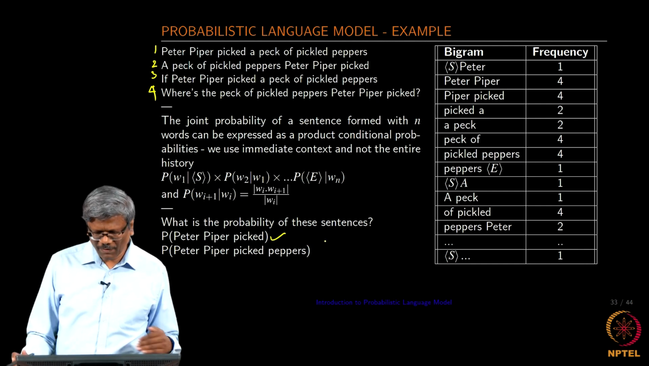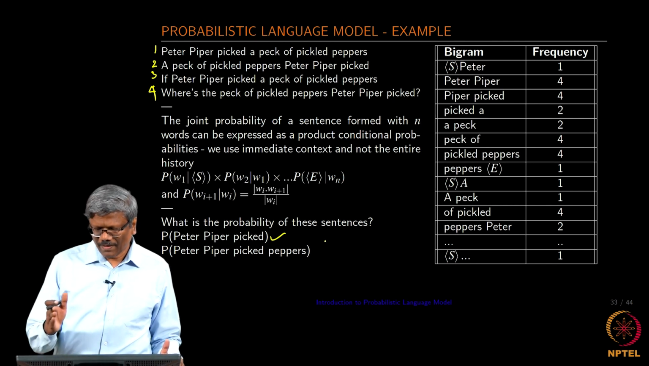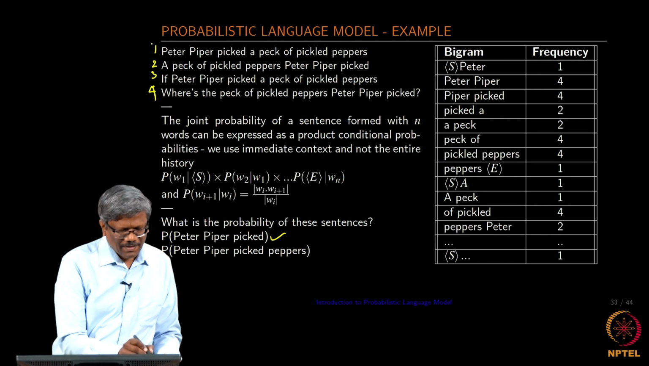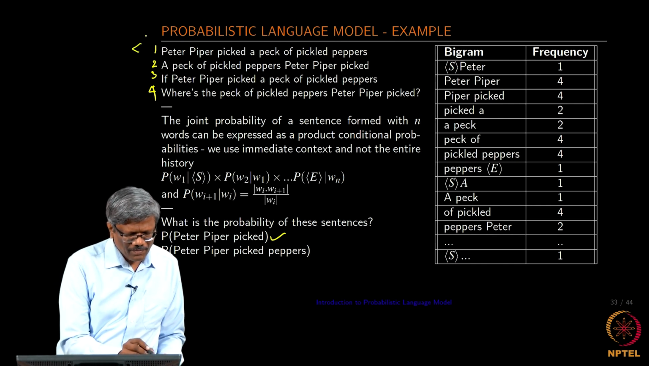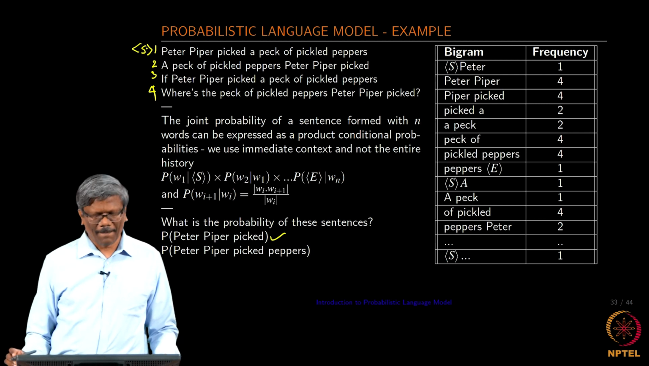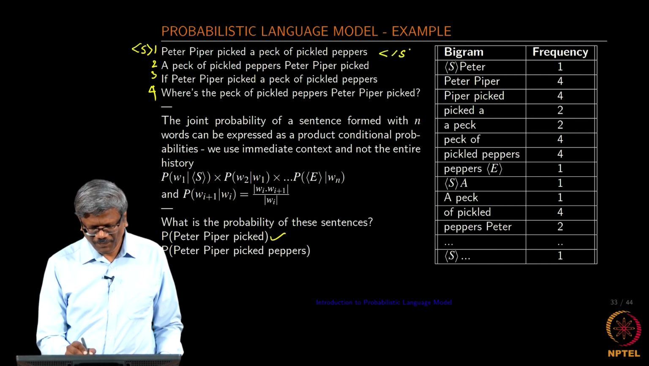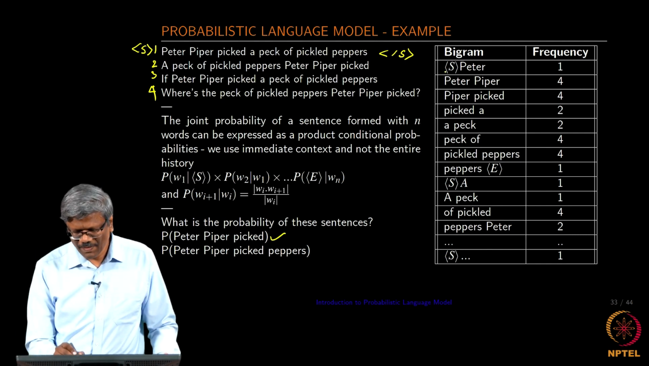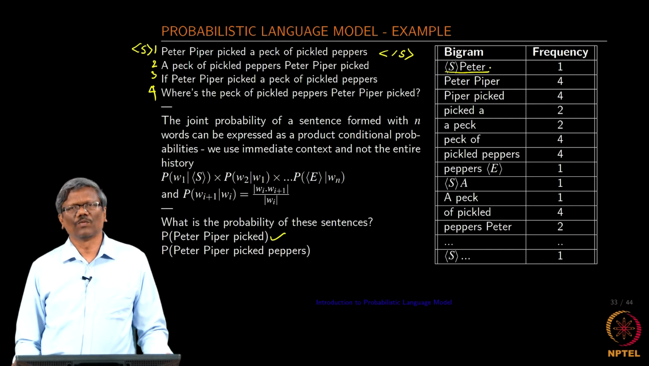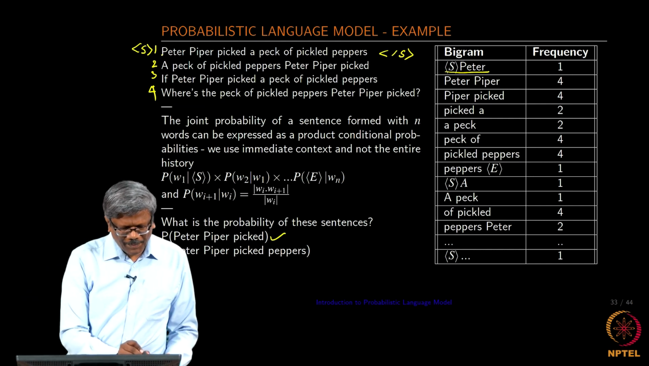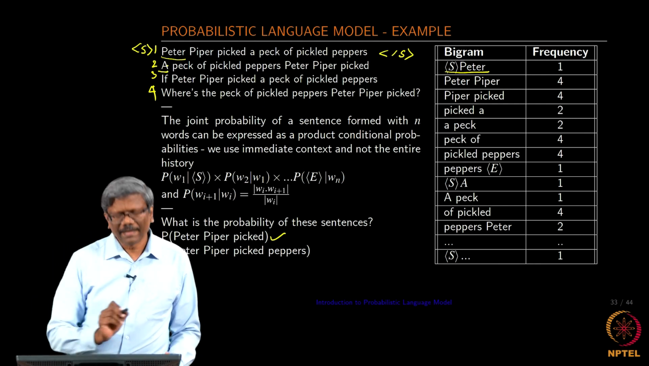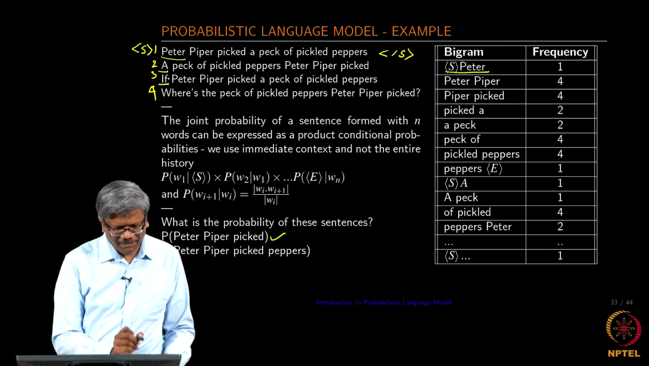Okay. So in this case, what we do is we first create bigrams, and then for each bigram we compute the frequency. So for every sentence there is a starting symbol and there is an ending symbol. Okay. So the starting symbol is also considered as a word in this case. That is why we see starting symbol and Peter as 1. So if you look at this, Peter and starting symbol occurs once, starting symbol and a occurs once, starting symbol and if occurs once, and so on.